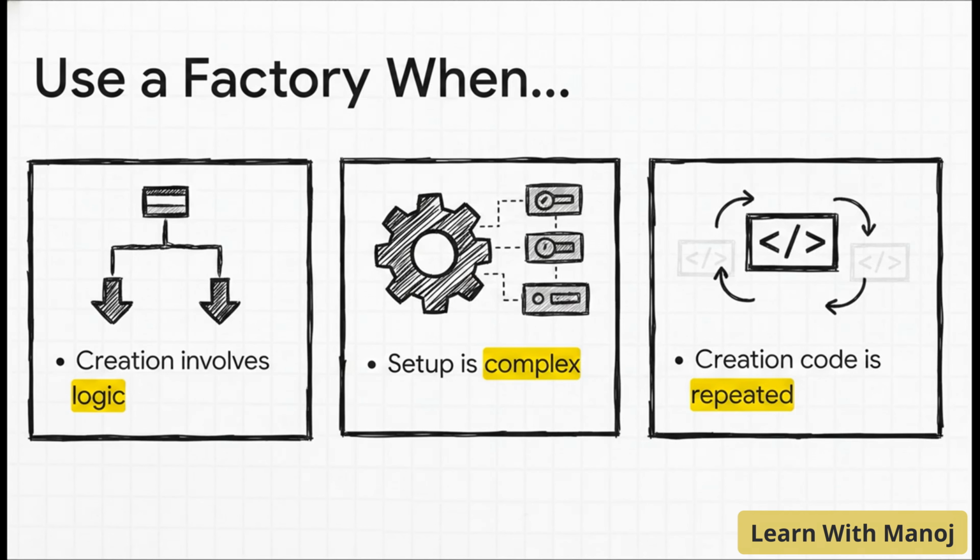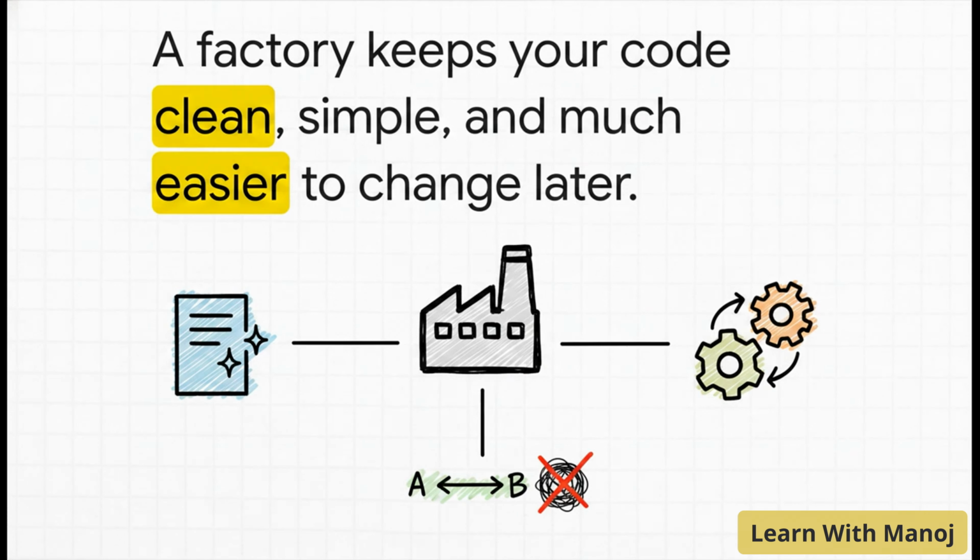So you should use a factory when the creation involves some kind of logic, like choosing between a wood door or a glass door depending on the situation. Or when the setup is really complex and has a bunch of steps. And for sure, if you find yourself copying and pasting the same creation code in a bunch of different places, that's a huge red flag that you probably need a factory. Because what a factory does is it keeps your code clean, it keeps it simple, and it makes it way easier to change later on. It's all about putting that messy workshop in one single, organized place.